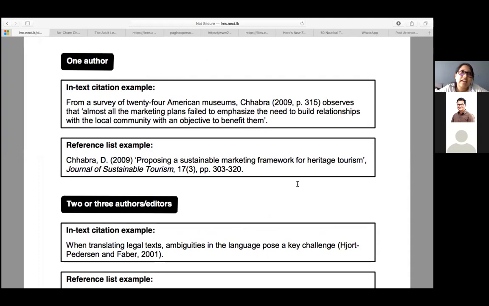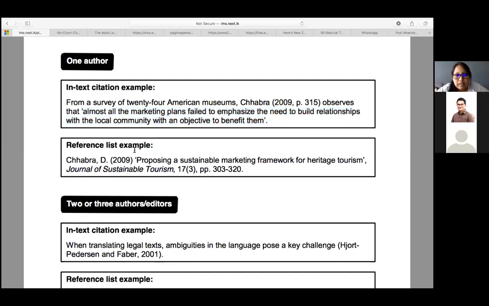Sometimes these journal articles will have 2 authors, 3 authors, more than 3 authors, all of that. You have to know how to do this, right? Now, if you are using one author, here, from a survey of 24 American museums, Chabra, 2009, 315. The moment you see this, you have to know that there is a direct quote in here. Observes that almost all marketing plans fail to emphasize the need to be. So this entire thing is a direct quote, and it's less than one sentence, so that's why we have not indented it, right?